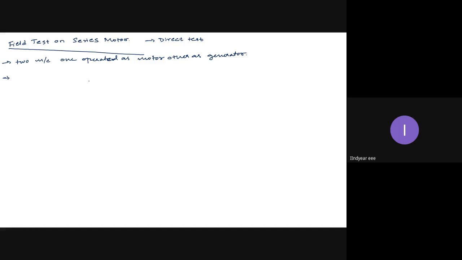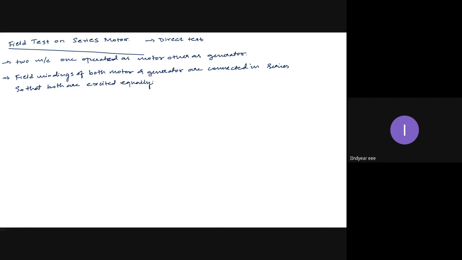But one thing here is how it is different from any other test: the field windings of both motor and generator are connected in series, so that both are excited equally.